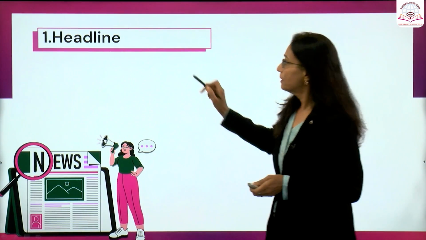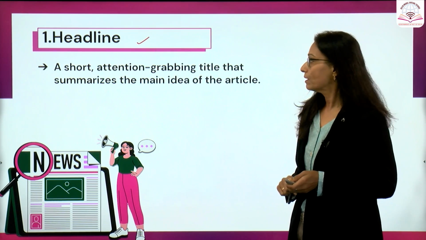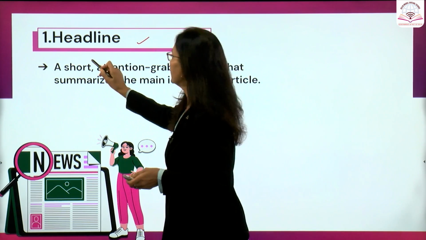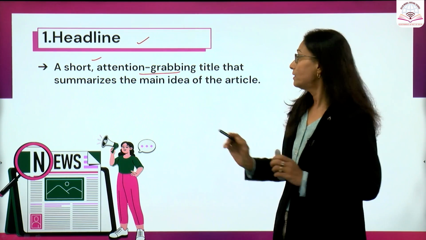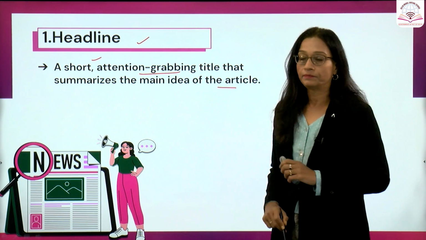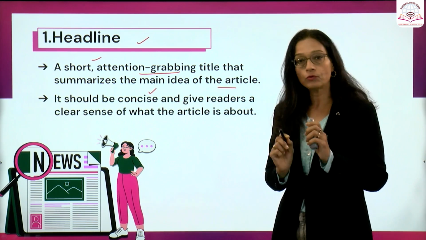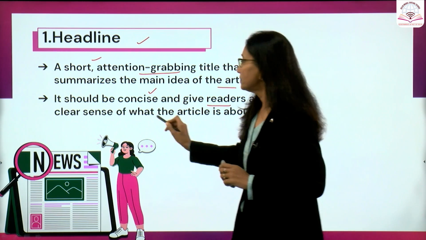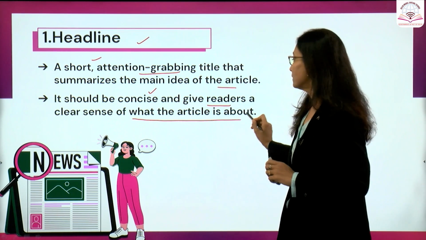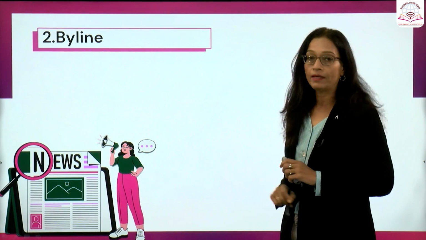The first element is the headline and it is the most important one. A headline is a short, attention-grabbing title that summarizes the main idea of the article. It should be concise, with very few words, and give readers a clear sense of what the article is about.